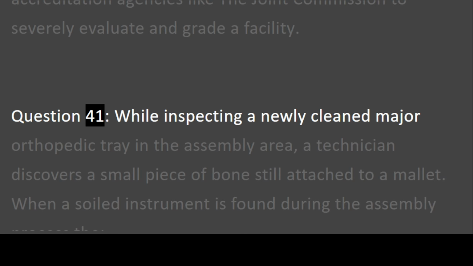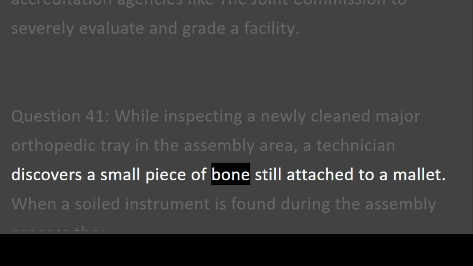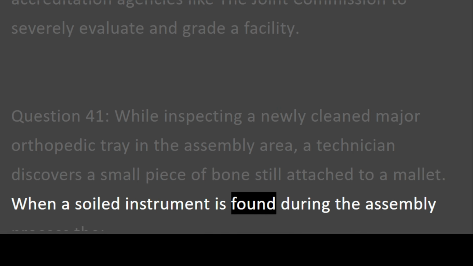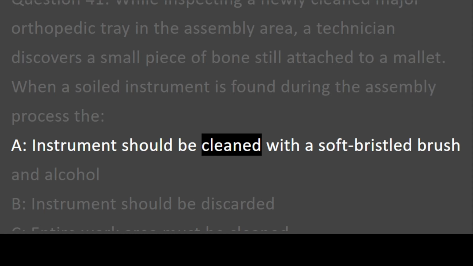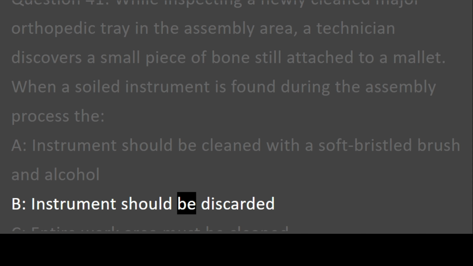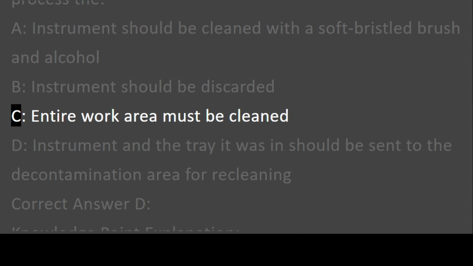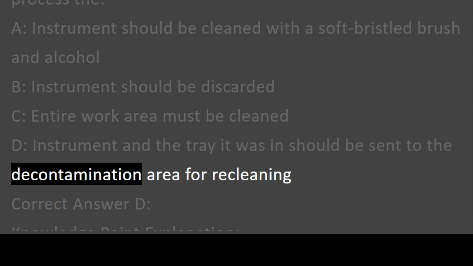Question 41. While inspecting a newly cleaned major orthopedic tray in the assembly area, a technician discovers a small piece of bone still attached to a mallet. When a soiled instrument is found during the assembly process, the A. Instrument should be cleaned with a soft bristled brush and alcohol. B. Instrument should be discarded. C. Entire work area must be cleaned. D. Instrument and the tray it was in should be sent to the decontamination area for recleaning.